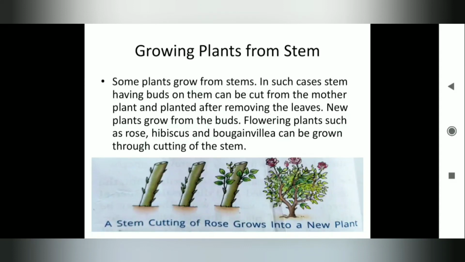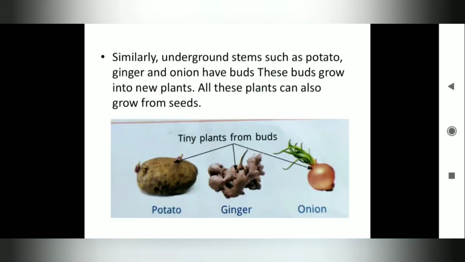As you can see in the picture here, this is a hibiscus plant. A stem is taken and planted, and you can see after some time the stem is converted into a new plant. Similarly, underground stems such as potato, ginger, and onion have buds. These buds grow into new plants.